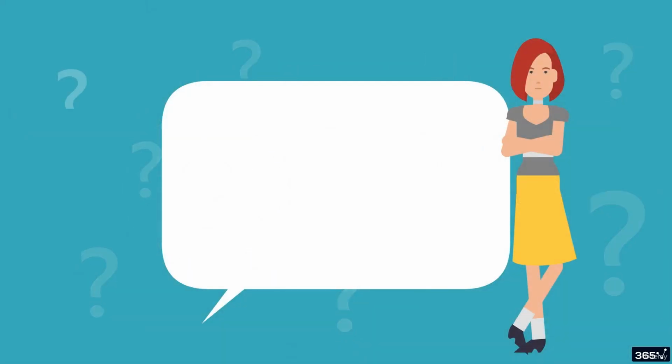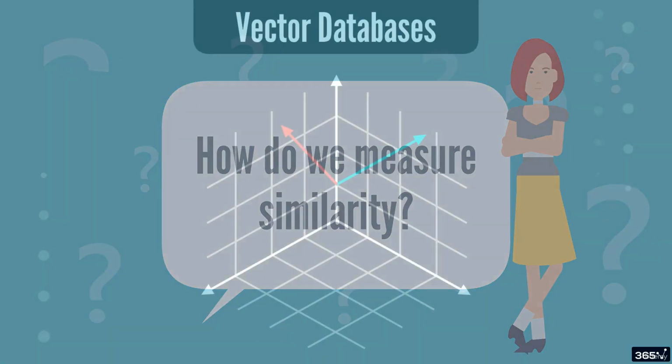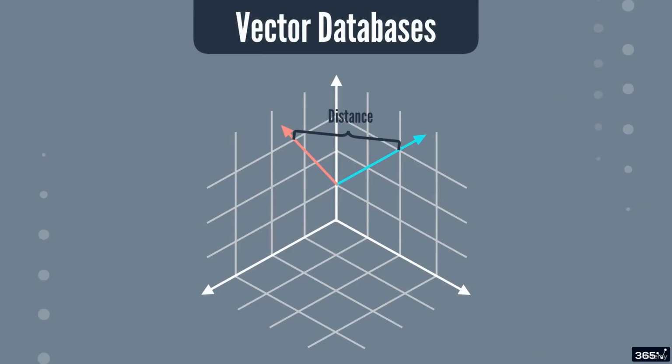That sounds good in theory. However, we still need to answer a crucial question. How do we measure similarity? For that, we'll need to be aware of distance metrics in vector space, and that's precisely what we'll talk about next time. See you there.